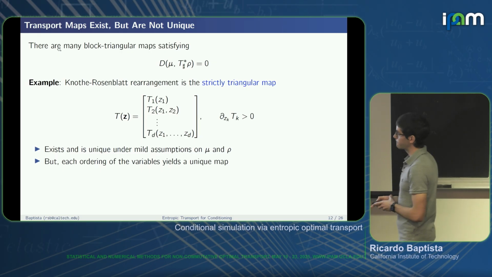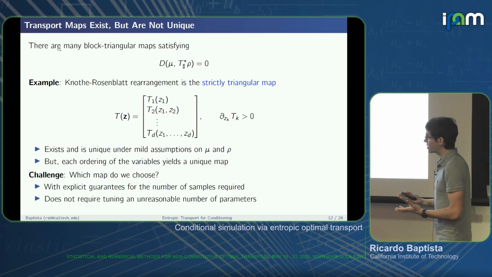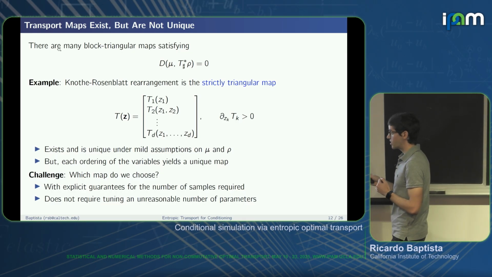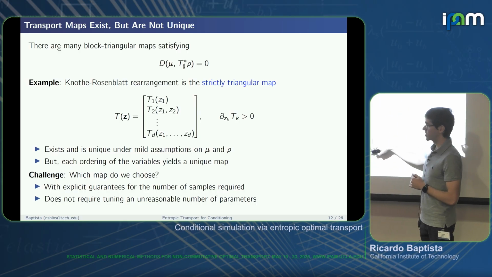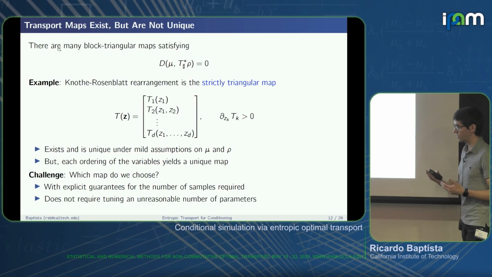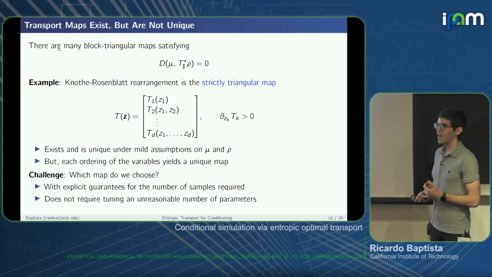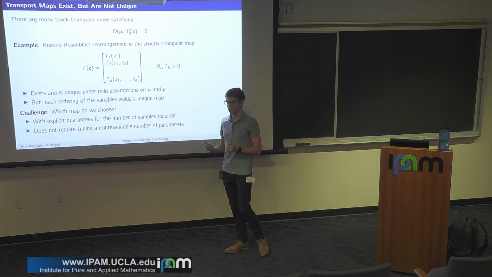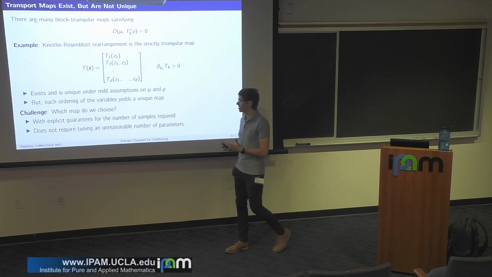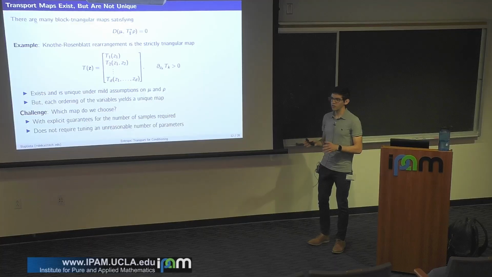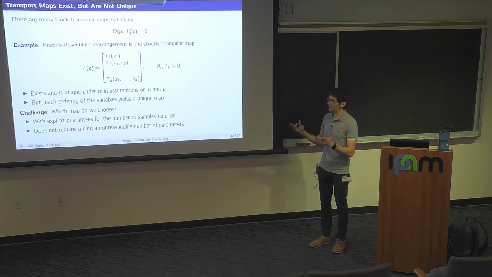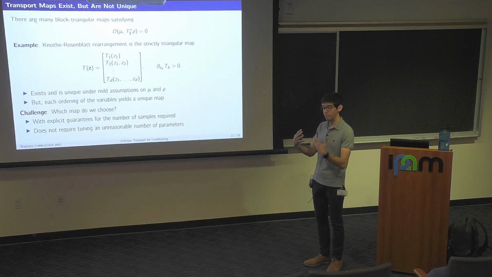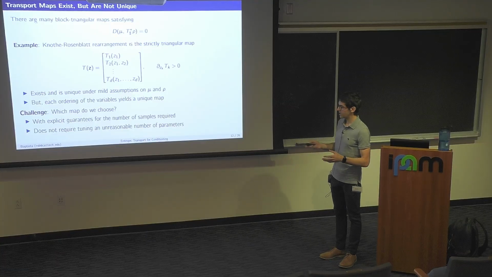So far, there's a question of which map we should choose when we want to build these block triangular maps. Today I want to focus on one approach that actually has explicit guarantees for the number of samples required to estimate this map, and is different from many of the typical approaches up until now, these generative models that often require tuning a lot of hyperparameters. In this work, we really wanted to come up with an approach that can be implemented more generically with general data sets.